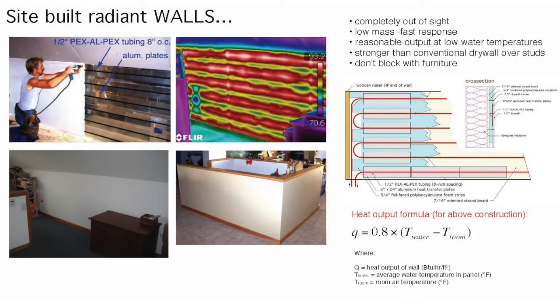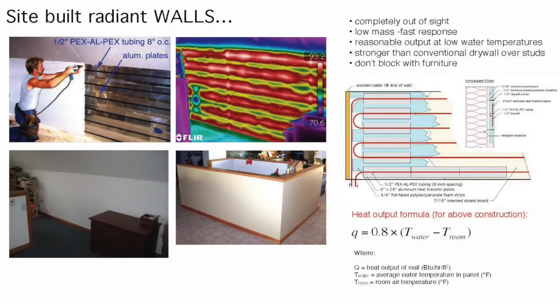Here's a radiant wall going into a Cape Cod-style interior, attic trusses, a 4-foot-high knee wall. It's exactly the same construction as the ceiling system, 8-inch tube spacing, 5-inch, 6-inch wide aluminum plates. And again, it gives you actually a little higher output than the ceiling does. And that's because there's a little more convection on a vertical surface transferring heat compared to a horizontal surface at a ceiling.